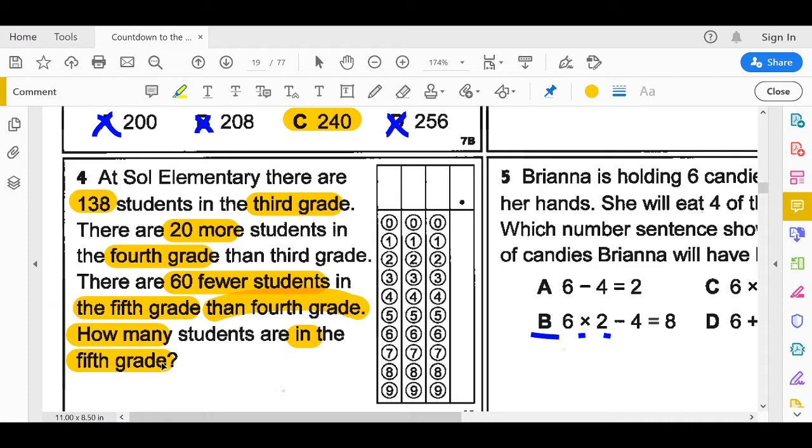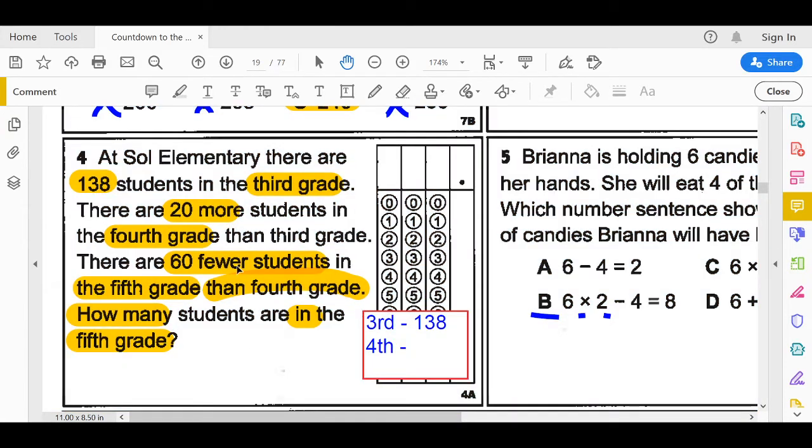Okay, so let's begin. The first step I'm going to do is make a box right here, and then I'm going to put that 3rd grade has 138. Now let's find 4th grade. It says that there are 20 more students in the 4th grade than in 3rd grade. For this reason, I'm going to find my answer in an easy way. I'm going to add 138 right here.